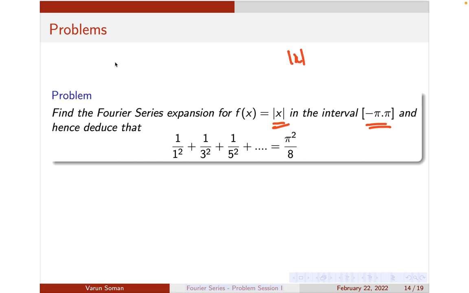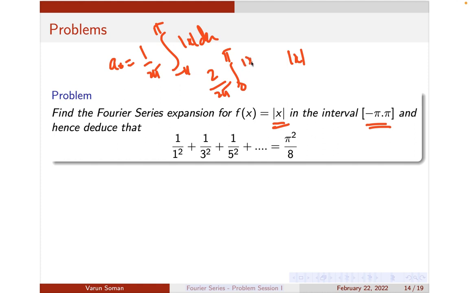So your a naught would be 1 by 2 pi integral minus pi to pi mod x dx, but this is actually 2 by 2 pi integral 0 to pi mod x dx. Now in this interval 0 to pi, mod x is always x itself, so it will simply be 1 by pi into integral 0 to pi x dx. You cannot integrate mod x dx directly, but in the interval 0 to pi, mod x is always x, so now we can directly integrate. I think it will be x square by 2, that is pi square by 2. So the final answer would be, I think, pi by 2. Just verify it.